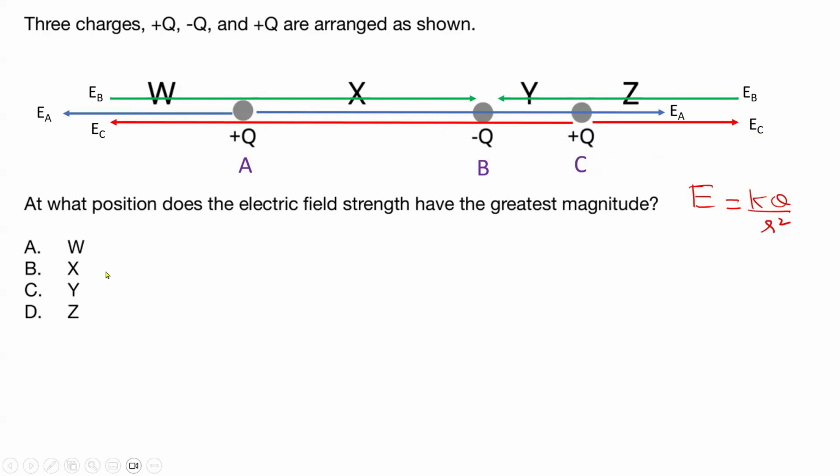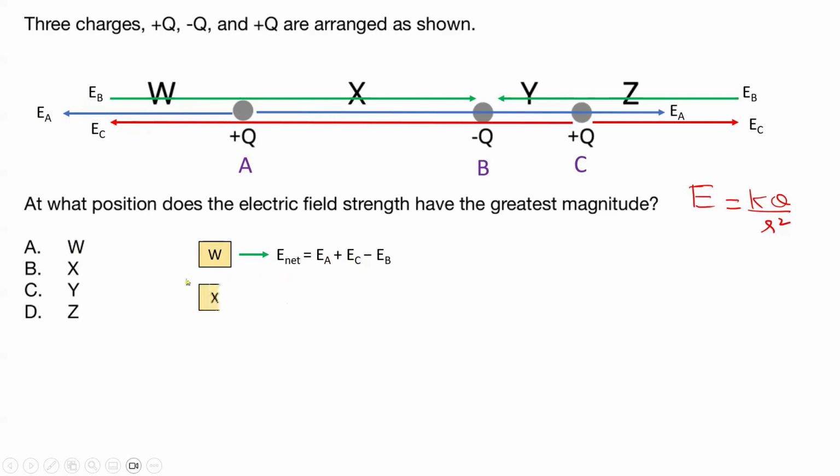Now let's find the individual electric fields at these locations, starting with option A, which is point W. At W, you can see EA is going left, EC is also going left, but EB is going towards the right-hand side. You can see the green arrow is going rightwards. Hence, the net electric field will be EA plus EC minus EB. EA and EC we add because the two arrows are in the same direction, and we subtract EB because it's moving in the opposite direction.